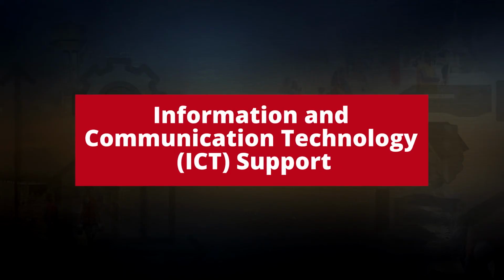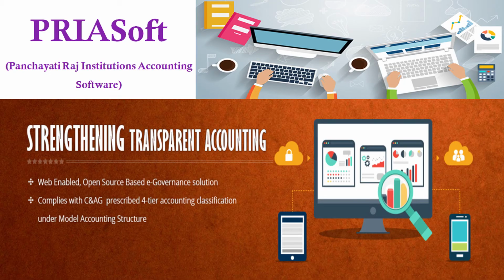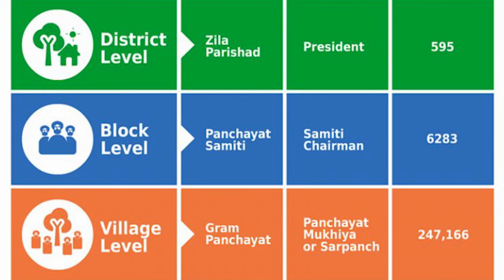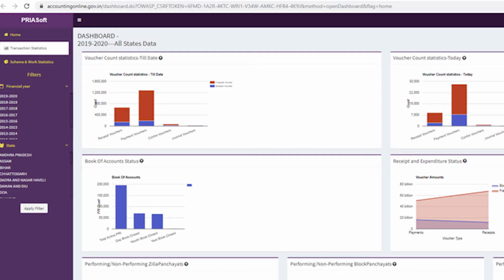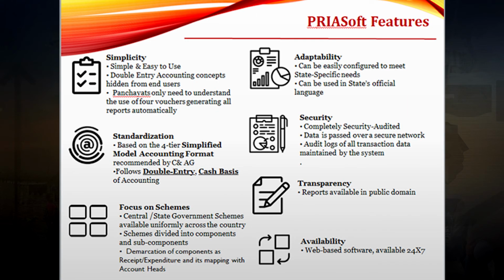Now we will see how information and communication technology will support. The Ministry of Panchayati Raj, with the assistance of the National Informatics Centre (NIC), has developed PRIASoft, Panchayati Raj Institutions Accounting Software, that captures the 3-tier classification and generates all the reports prescribed under the Model Accounting System. The use of information and communications technology (ICT) supports the Gram Panchayats in easy maintenance and management of accounts. You will learn about PRIASoft in course 4.